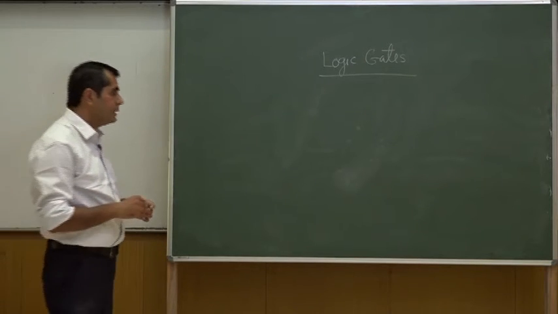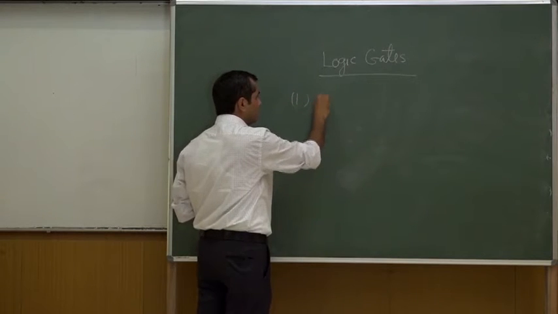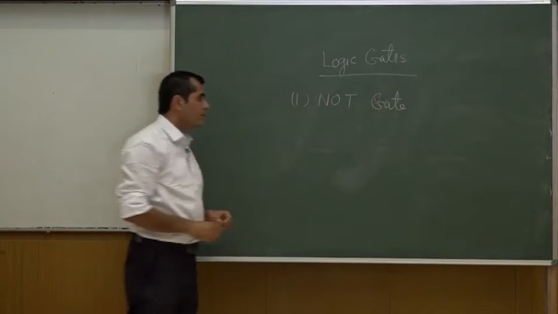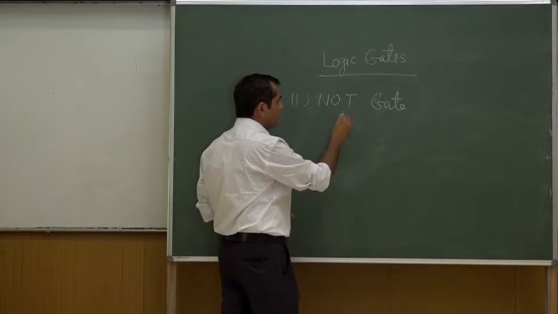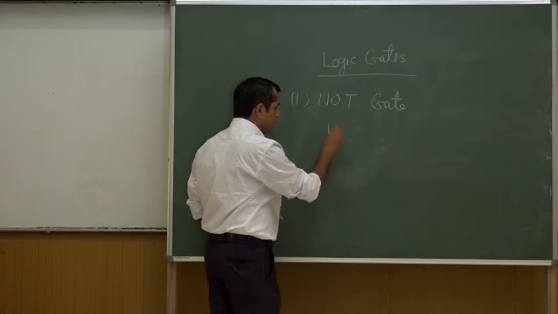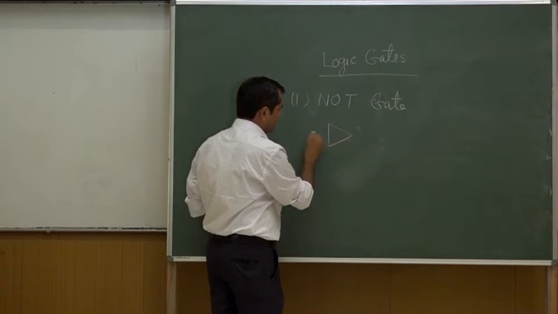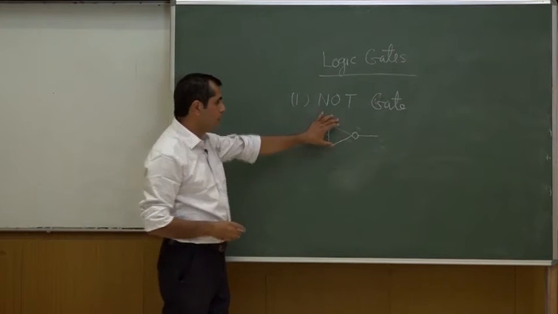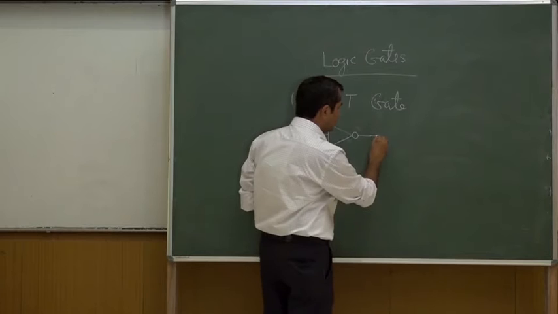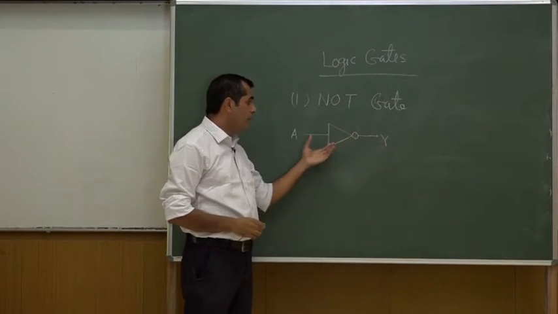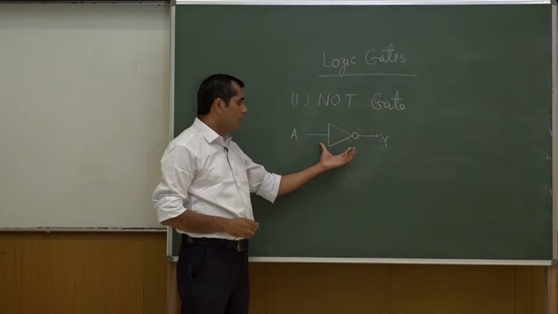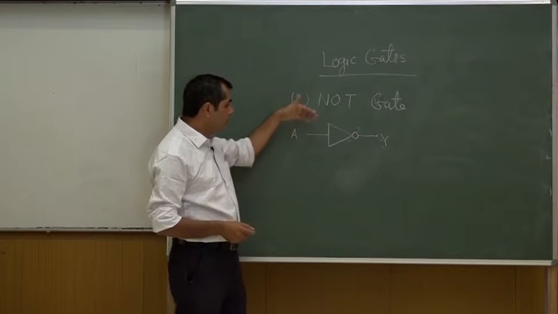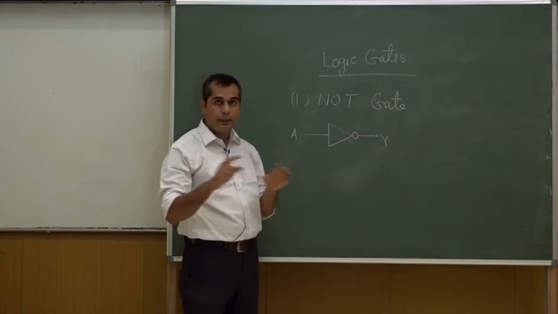So, let us start with the simplest possible logic gate, which is a NOT gate. It is represented by a triangle with a circle here. If the input given to this NOT gate is A, and let us say its output is Y, then the behavior of this gate is given in a table that is called the truth table. For the different possible inputs, the outputs are given in that table.